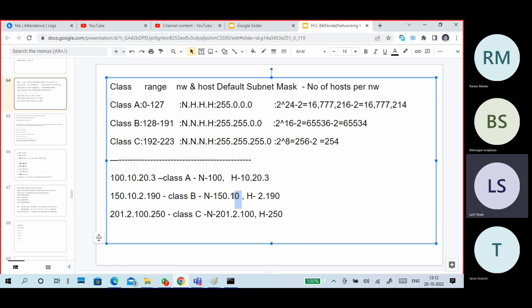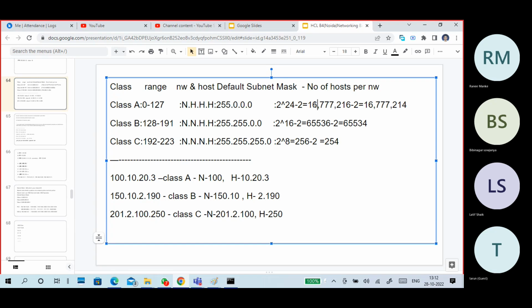If you take a single class B network, without changing the network portion, we can connect 65,534 devices. That means that many IP addresses we are getting from a single class B network.